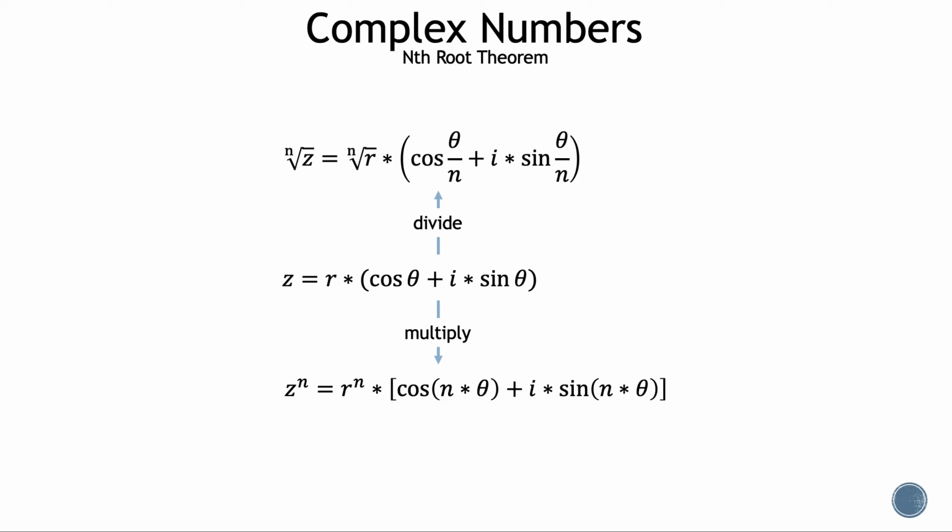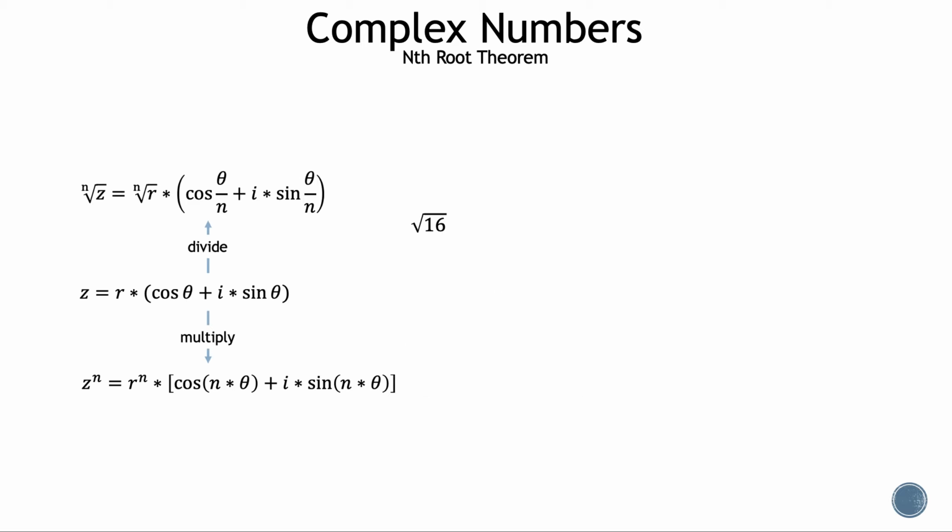Before we put the nth root in action, let's talk about the square root of 16. What is the square root of 16? That's right, 4. But 16 has two numbers that are square roots. The equation that would give us the square roots is x squared is equal to 16. So x is equal to plus or minus 4. But the principal root, or the main root, is 4.